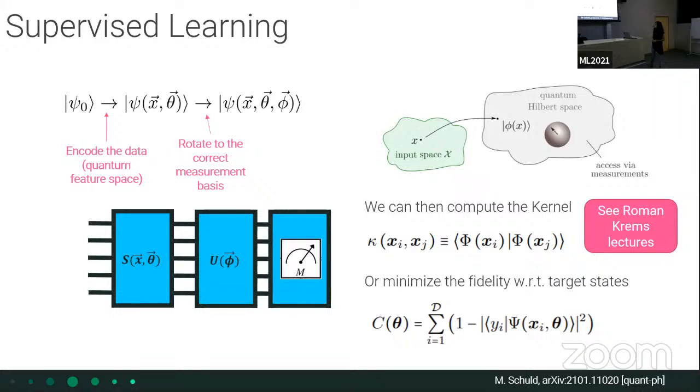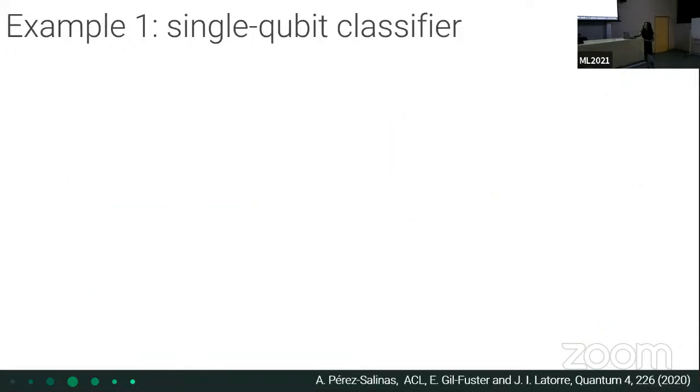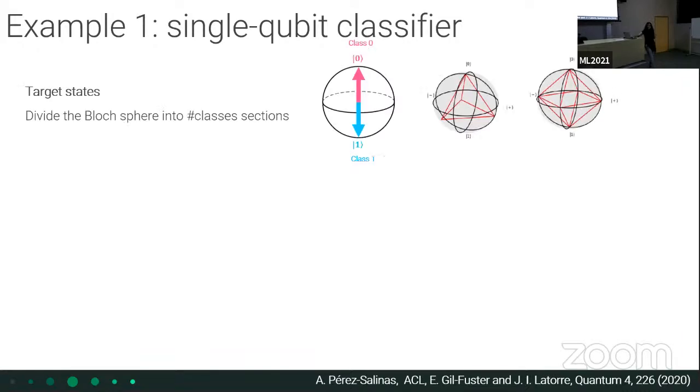So I will just show an example of this last one because it's the one that I'm more familiar with, but you can also compute the kernel of your quantum neural network using the same strategy. So let me show you a very simple example, which is the simplest example that you can think about, a single qubit classifier. So how can we design that?